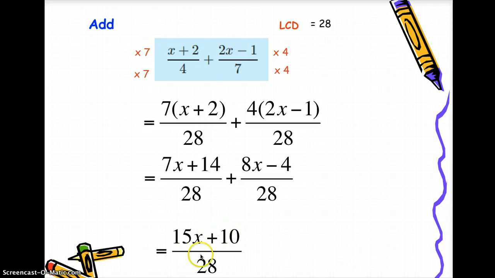Now, let's take a look if we can still simplify this. We can't anymore. There's no single number that we can use to divide and make it smaller. So this is your final answer. Okay, I hope it's clear. You can now go back to your practice sheets and start adding and subtracting algebraic fractions.